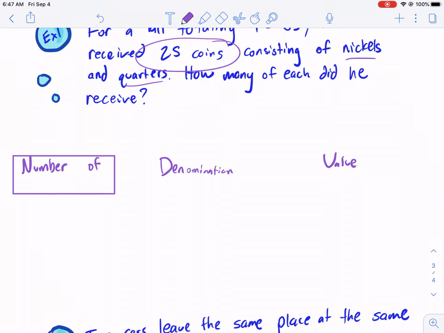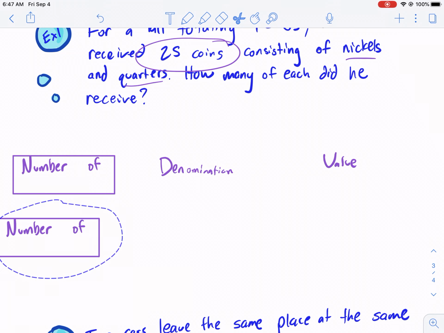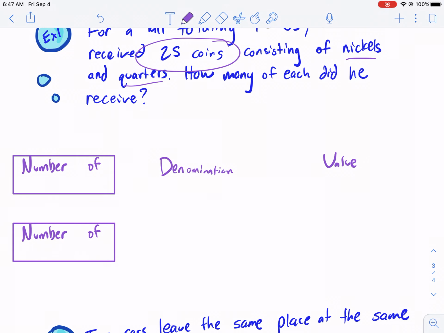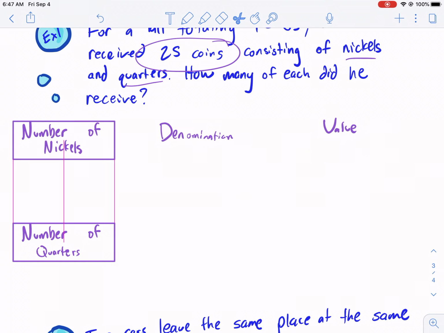So let's do this. We're going to copy and paste this box. Okay, let's be smart here. So we have number of nickels, and we're going to have number of quarters. Okay. All right, let's move this up. And we're going to put a box around denomination.